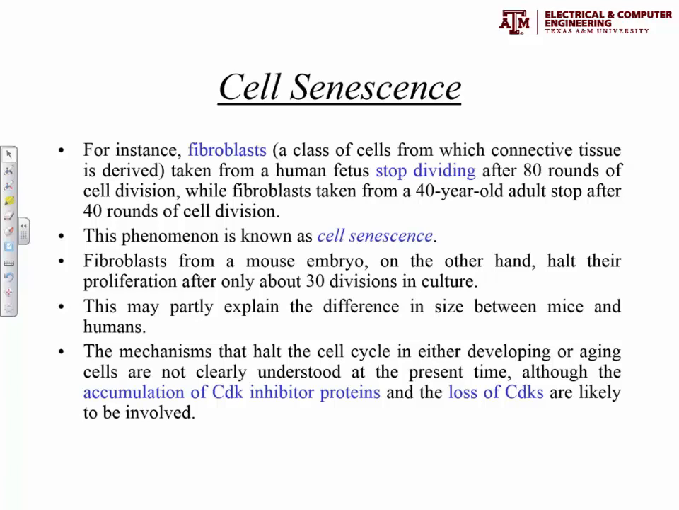Another example is fibroblasts taken from a mouse embryo, which, on the other hand, will halt their proliferation after only about 30 divisions in culture. So the human one is doing 80 rounds of division. And this may partly explain the difference in size between mice and humans, because the human one divides many, many more times. Now, the mechanisms that halt the cell cycle in either developing or aging cells are not clearly understood at the present time. And again, the caveat is some of it may be understood, because there have been people getting Nobel Prizes and all that. I haven't tracked them, but somebody might have found out some of these things. Although the accumulation of cyclin-dependent kinase inhibitor proteins and the loss of cyclin-dependent kinases are likely to be involved.